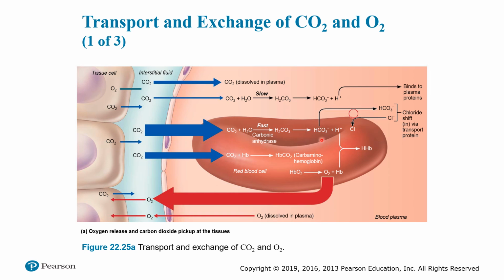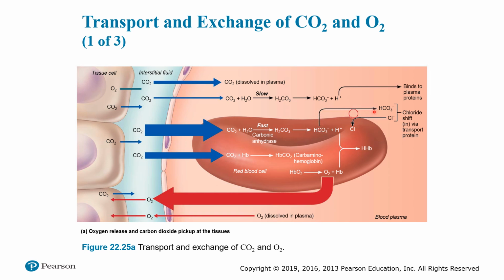This bicarbonate ion moves out of the cell. It wants to travel in the plasma. It does not want to travel in the RBC, because this is the form of carbon dioxide, 70% of the carbon dioxide, which travels dissolved in the form of the bicarbonate ion. So it wants to go out into the plasma. So it moves into the plasma.